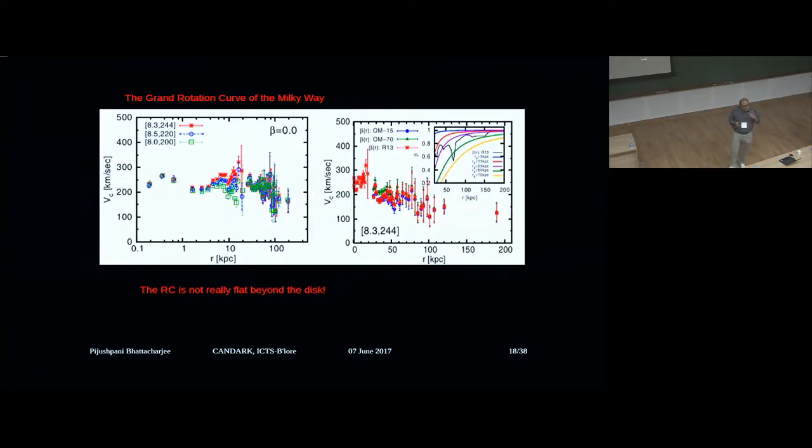It introduces a factor of roughly, so we calculated the dark matter density in the local neighborhood. It goes from 0.2 to 0.6, depending on which value of the local standard of rest you use. You use 8.0 or 8.3, so a factor of almost 3. This is another thing I wanted to point out: there are these uncertainties. Even the dark matter density is uncertain by almost a factor of 3.